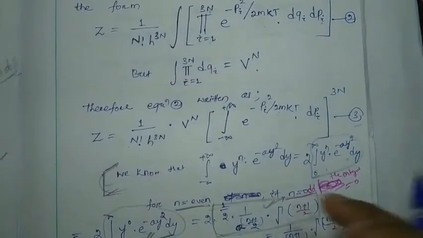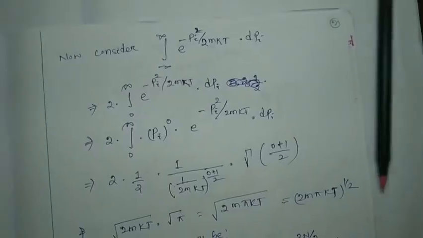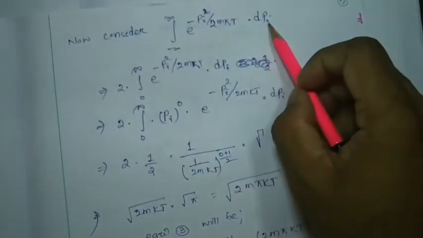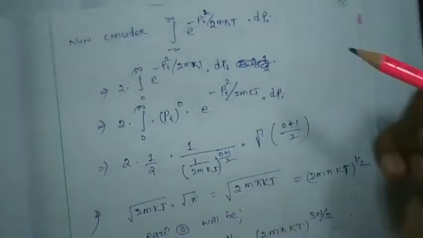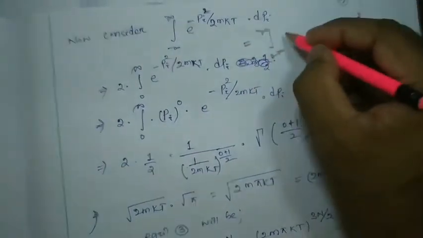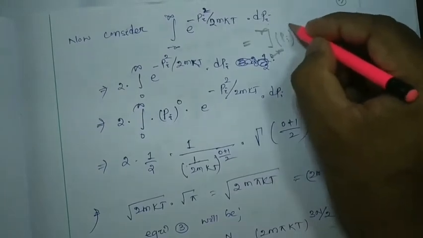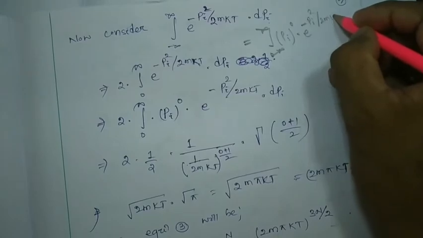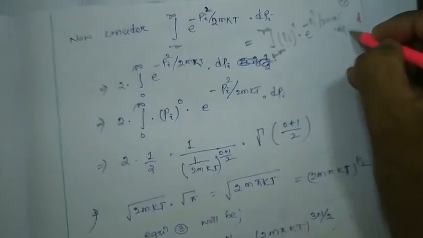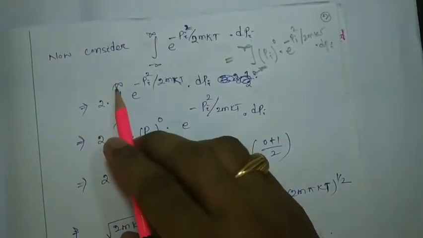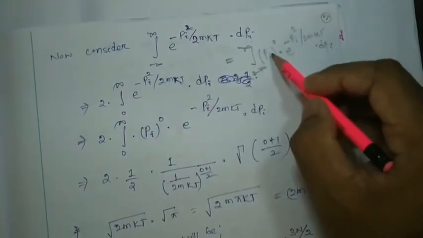Same thing has been written on the next page. Now consider this integral from minus infinity to infinity, which will be 2 into the integral from 0 to infinity. Here you can write another step, it will be better: the integral from minus infinity to plus infinity of p to the power 0 into e to the power minus p square by 2m kT into dp will be equal to 2 into the integral from 0 to infinity. No need to write this one again.